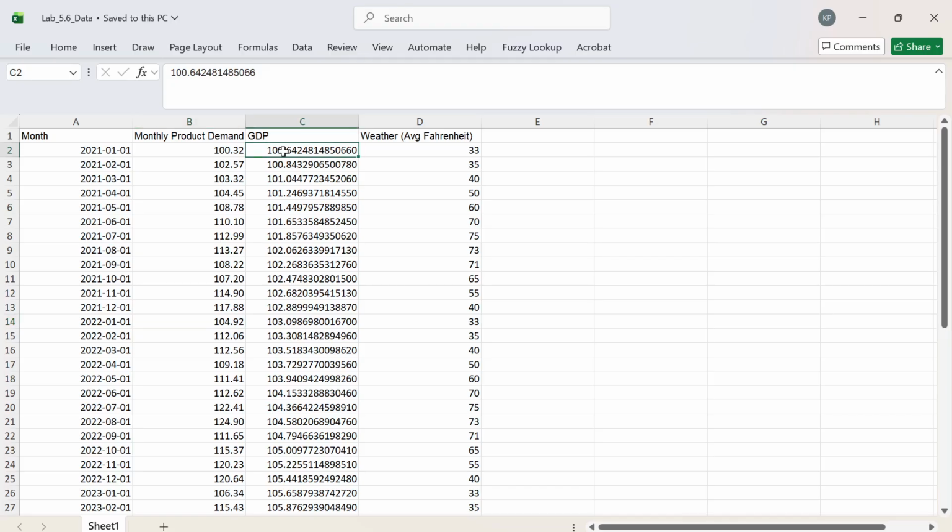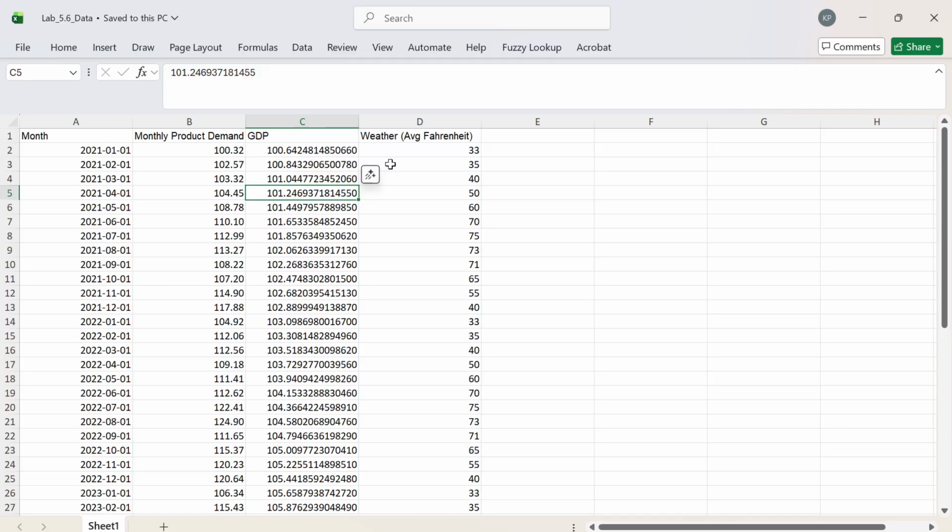The other one, column C or attribute C, is GDP. GDP is gross domestic product, used as an indicator of the overall economic condition. It is important to note that GDP is, in this case, X1, numerical and continuous.